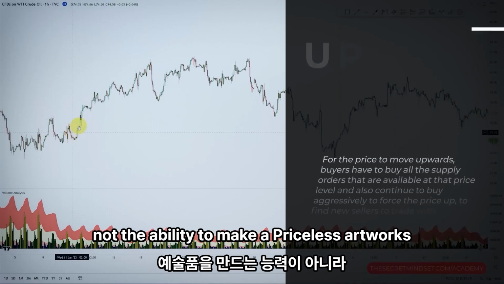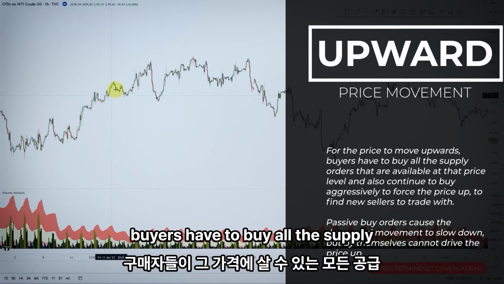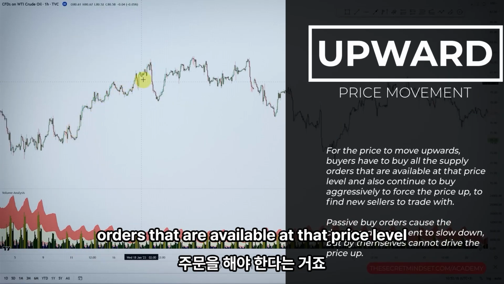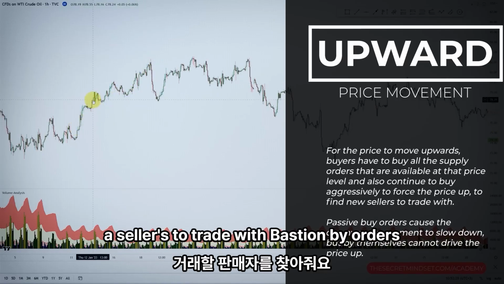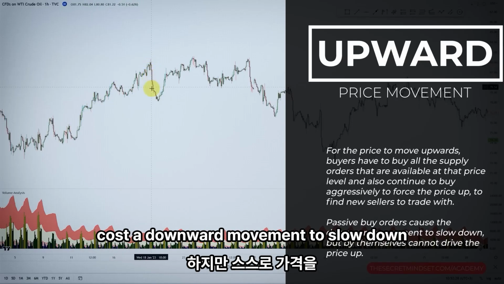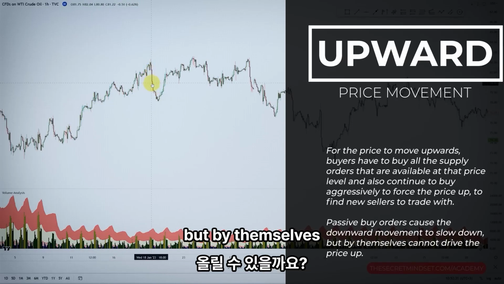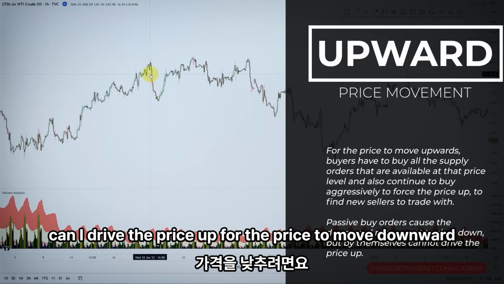For the price to move upwards, buyers have to buy all the supply orders that are available at that price level, and also continue to buy aggressively to force the price up, to find new sellers to trade with. Passive buy orders cause the downward movement to slow down, but by themselves cannot drive the price up.